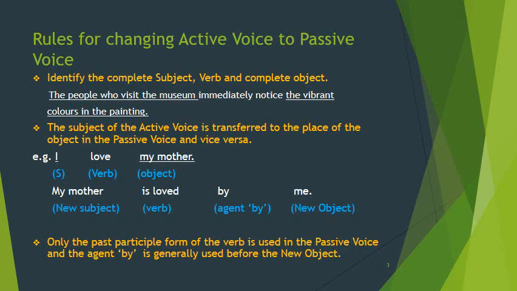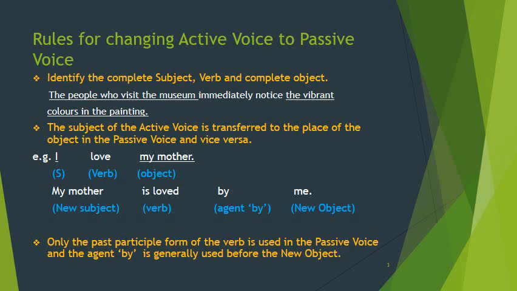Next is that the subject of the active voice is transferred to the place of the object in the passive voice and vice versa. For example, I love my mother. Here I is the subject, love is verb and my mother is an object. When we change it into passive voice, it will become my mother is loved by me.